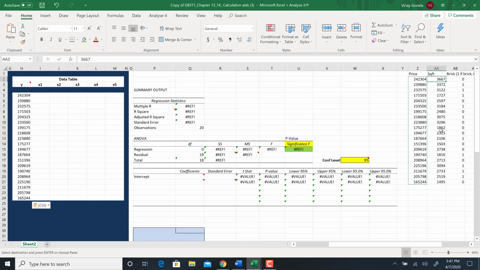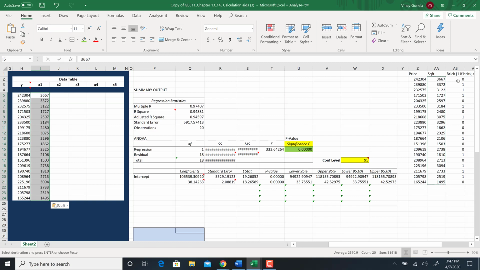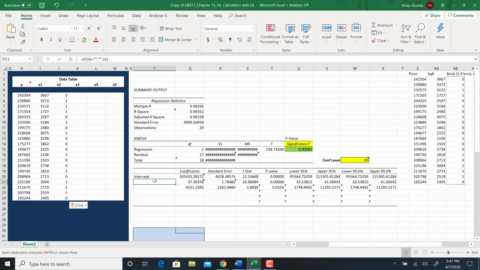And then square feet is your x1, and then your brick is your x2. So if you see, this represents the slope of x1, which is square feet, and then this represents the next slope, which is brick.